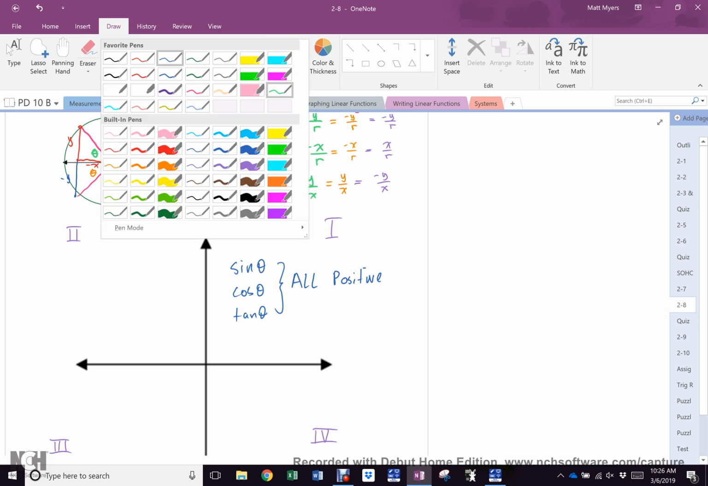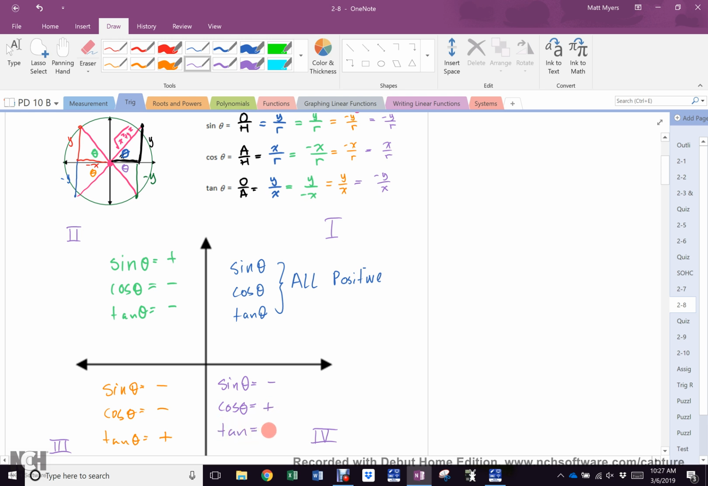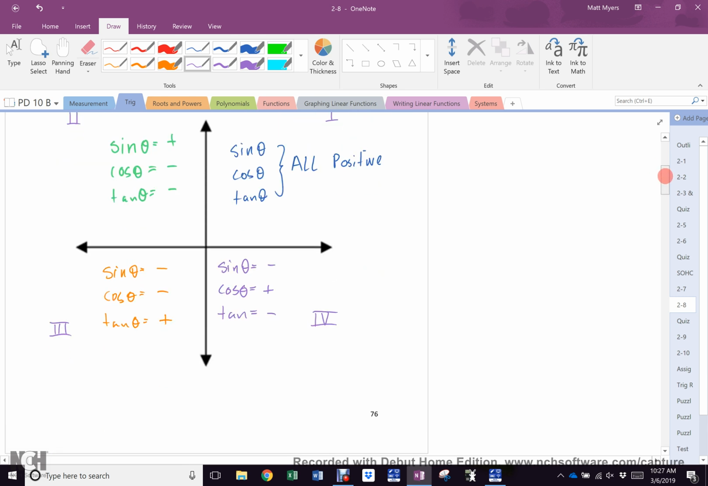What is happening in green theta? Sine theta is what? Positive. What's cos theta? Negative. What's tan theta? Negative. What is happening with orange theta? Negative. Cos? Tan? And what is happening with purple theta? Negative.